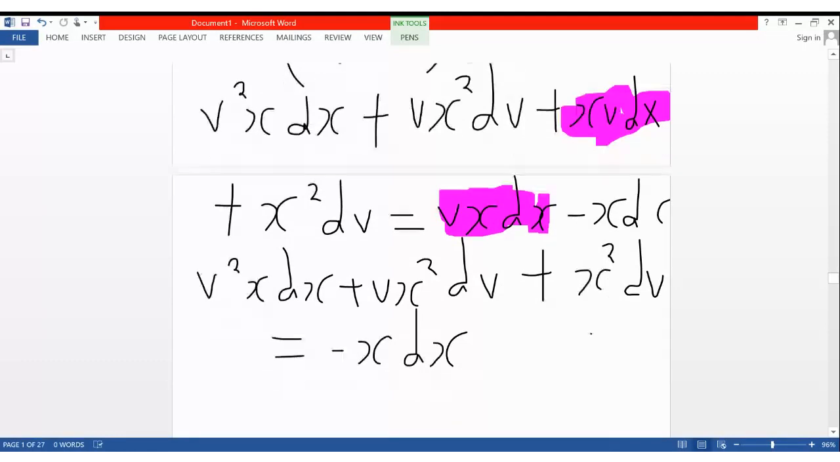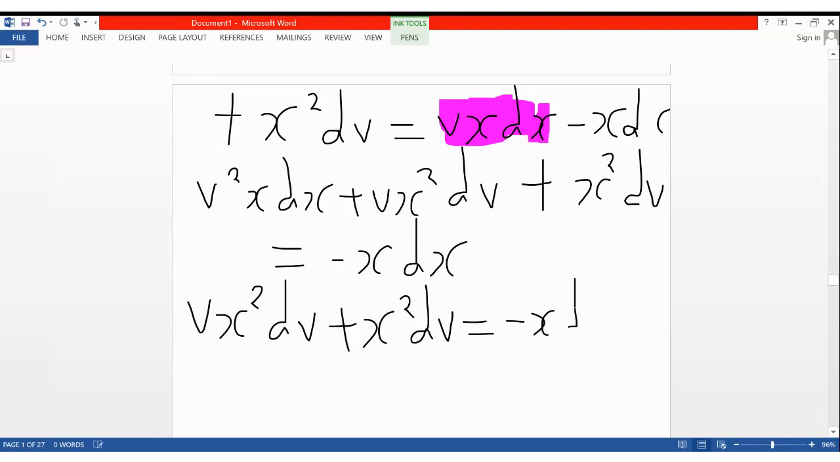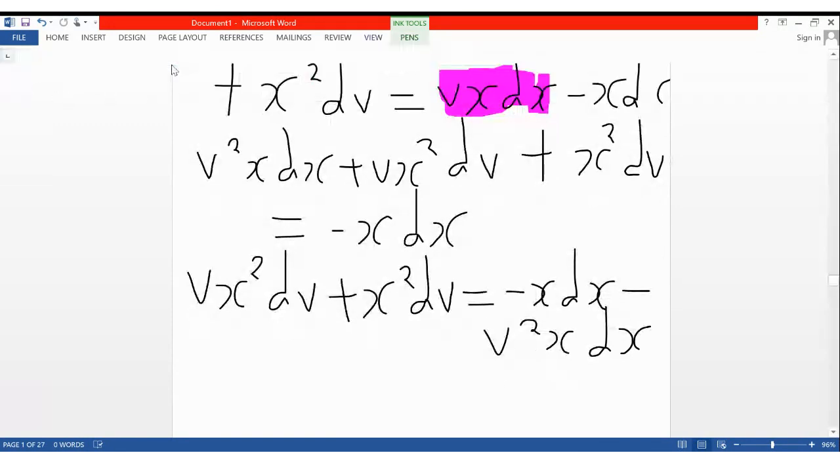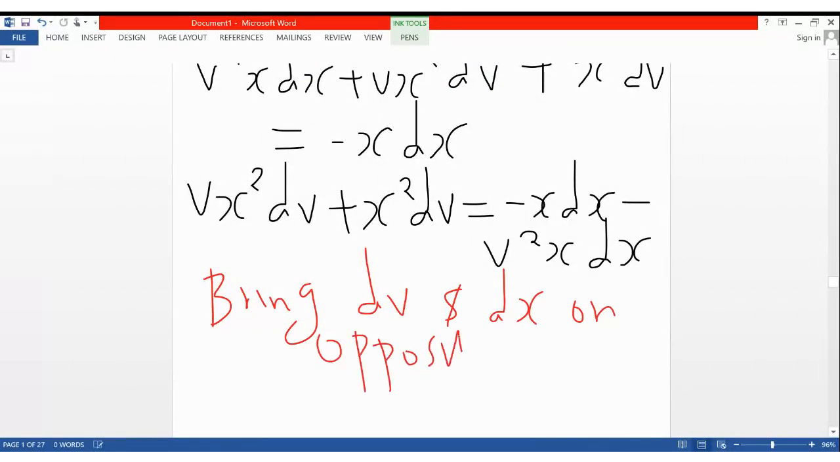So your preference, whatever you love. Let me remain with the dv this side. So I remain with vx squared dv and then plus x squared dv. Then on this other side, I'll have negative x dx minus vx x dx. So I'm bringing like terms together, the dv and the dx on opposite sides.